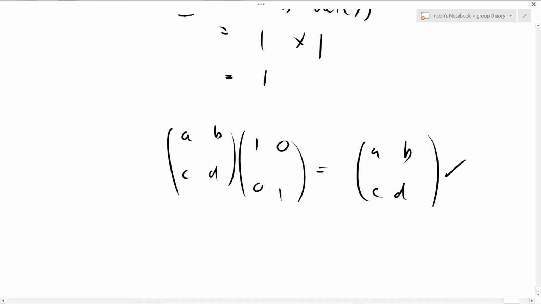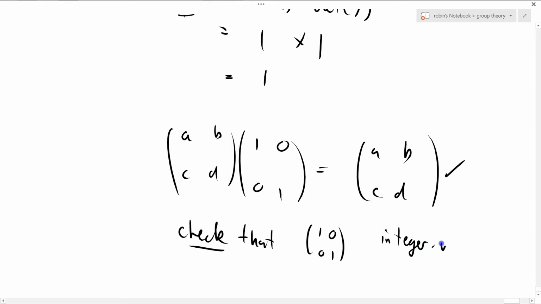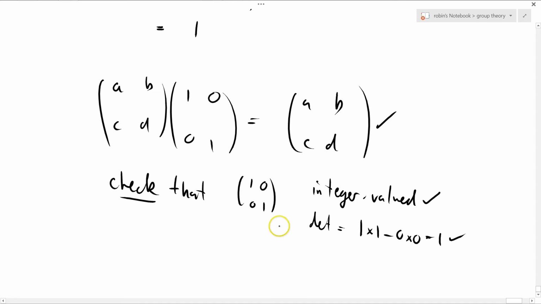Actually, there's something I've forgotten to check. I've got to check that the element I'm presenting as a neutral element is in fact in the group. And it is in the group because it's integer valued. And the determinant equals 1 times 1 minus 0 times 0 equals 1. Check. So it's just as well. Yes, it's all very well having a neutral element, but we've got to check that the neutral element is a member of the group, and it is.